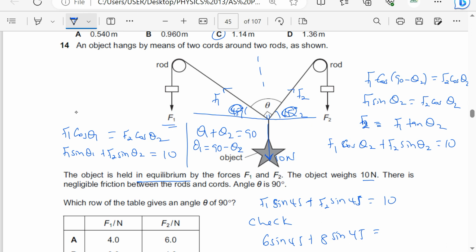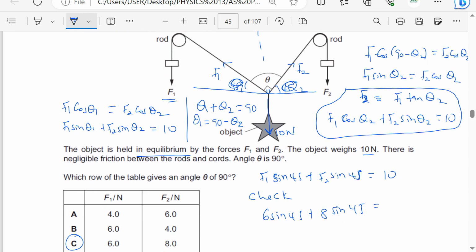So now I have two unknowns and two equations. I should be able to solve these two equations. If you want, you can substitute, or you can remove one of these. Okay, so as a mathematician, I expect that you can solve this mathematically and see what you obtain. However, we can check using inspection using these values.